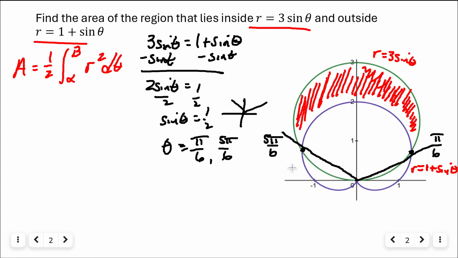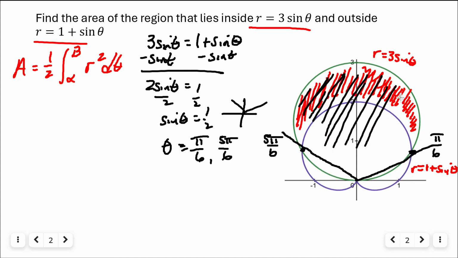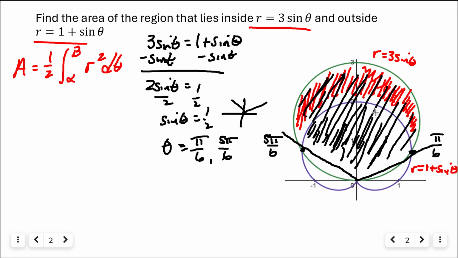Okay, so I think the easiest way to do this one would be if I could find the area of 3 sine theta between pi over 6 and 5 pi over 6. You can see how these 2 angles slice up this green circle here, right? That would find me all of this area. But I don't want all of this area. I only want the area that I see up top that I shaded in at the beginning.